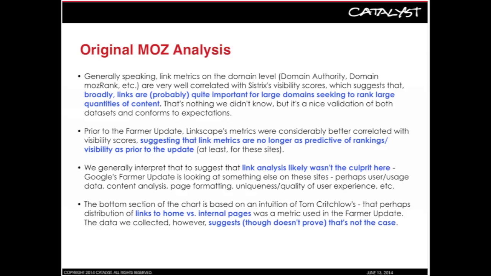Now, if you look at the second bullet point, you may recall that Panda was originally called Farmer. It was called Farmer because the big ones that got hit were content farms. One thing they mentioned was that link metrics are no longer as important or as predictive of high-level rankings as they were before Panda rolled out. So clearly, this was something that affected the linking and backlinking structure of the website.